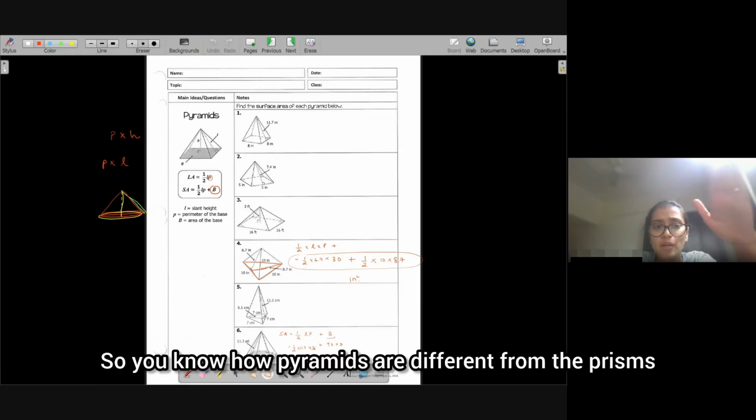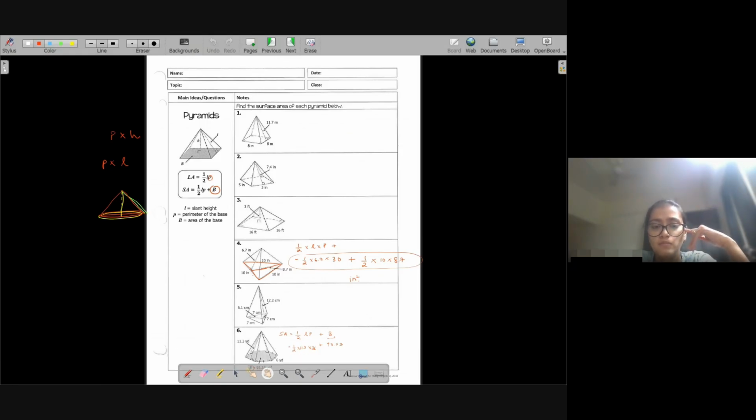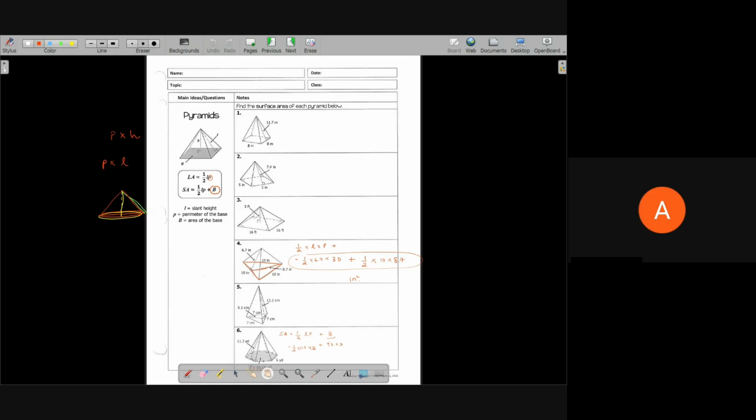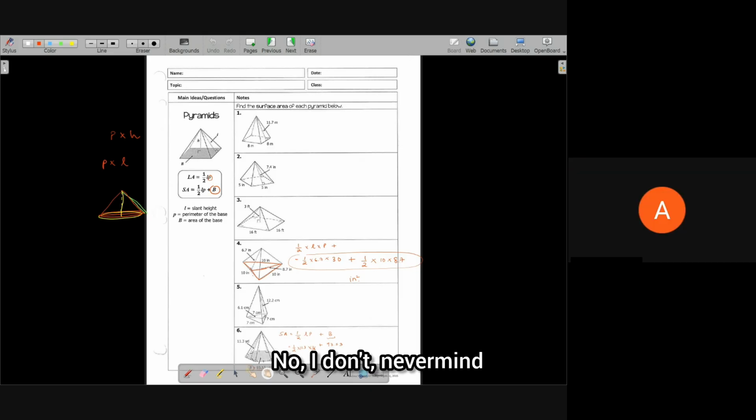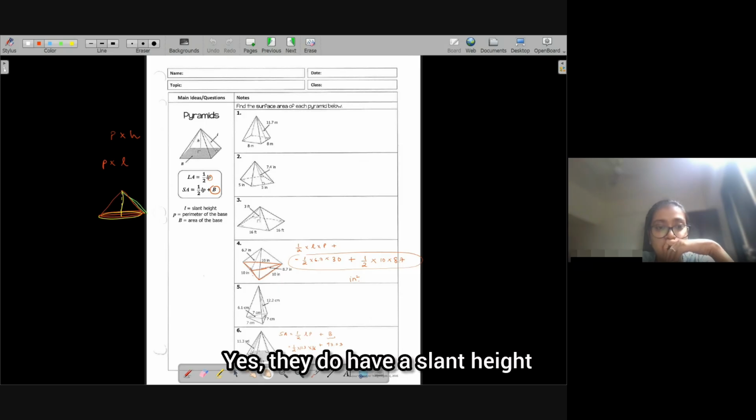So you know how pyramids are different from prisms? They have a triangular base? Triangular base, no, they don't. Never mind. They have a slant height? Yes, they do have a slant height.